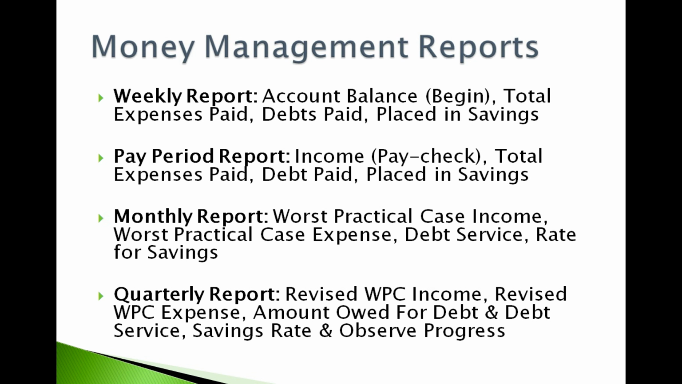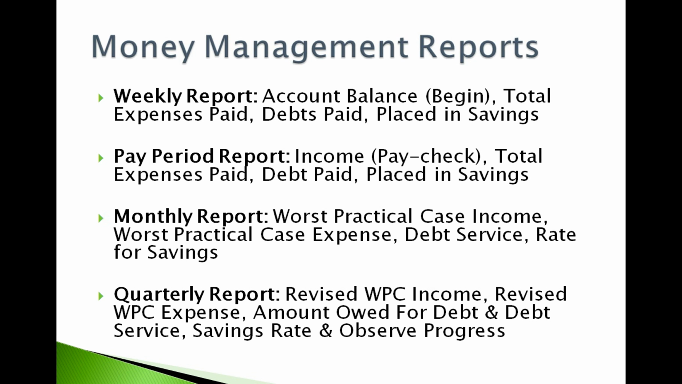So the monthly report is going to be slightly different than the prior two. What that's going to have is your worst practical case income and your worst practical case expense. This is also going to have your debt service and your rate for savings. So whatever you set aside in savings or investing or whatever other purposes you chose to, that is going to be the rate, the percentage of whatever income you have. We're going to have that in this report.